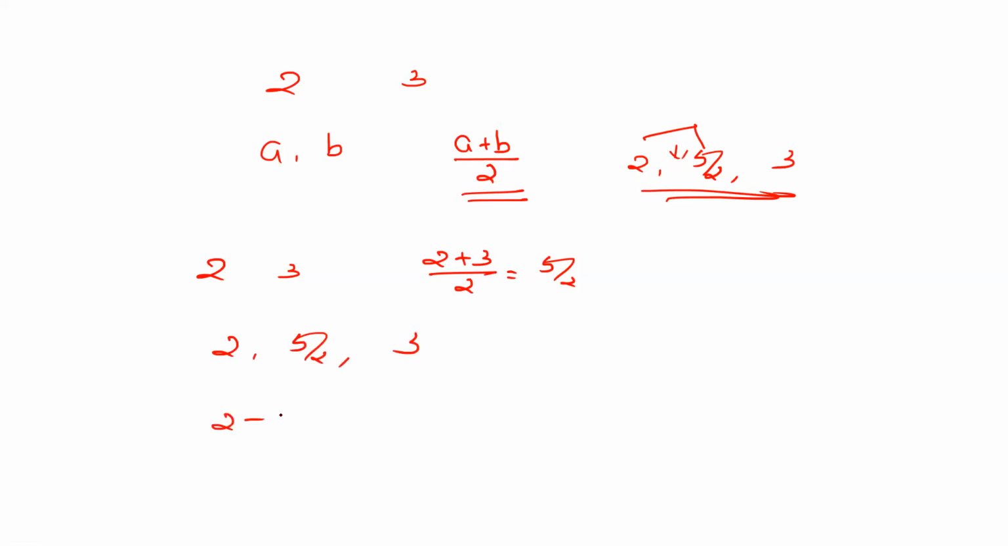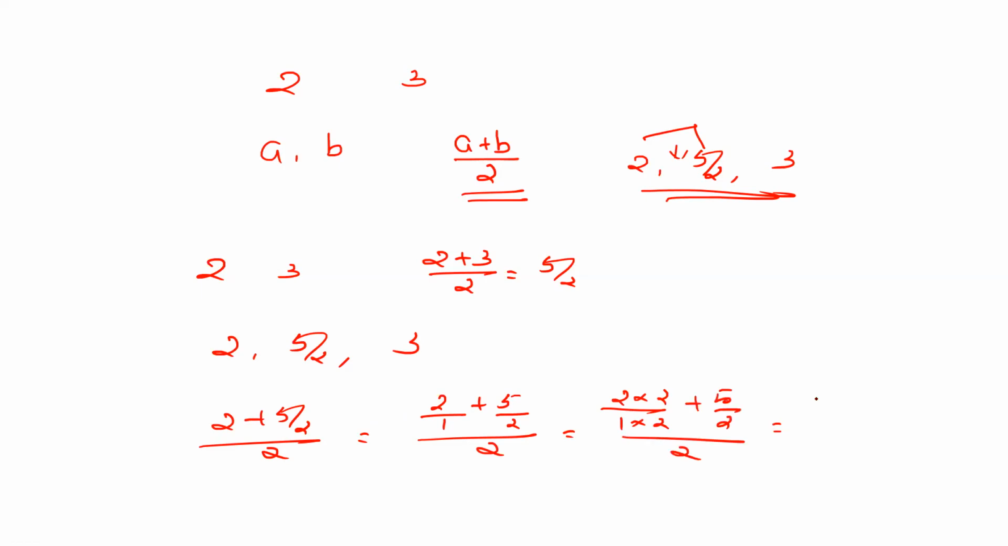So now (2 plus 5 by 2) by 2. What is that? I think you know how to add a fraction and a whole number. 2 by 1 you can write as 2 into 2 by 1 into 2, which is 4 by 2, plus 5 by 2, all by 2. So 4 plus 5 is 9 by 2 by 2. So the answer is 9 by 4.